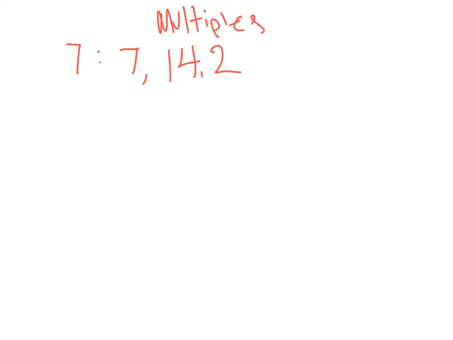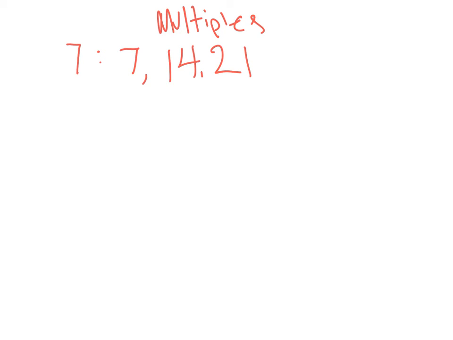Now what I want to do is list the first three multiples of 7. Multiples. I'm going to put that up here. The first three multiples are 7. Don't forget, you always list the number itself. 7, 14, and 21.